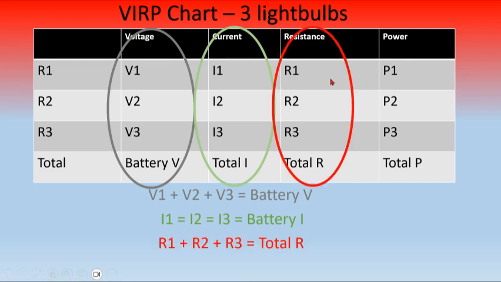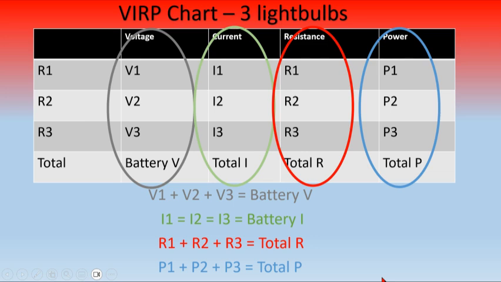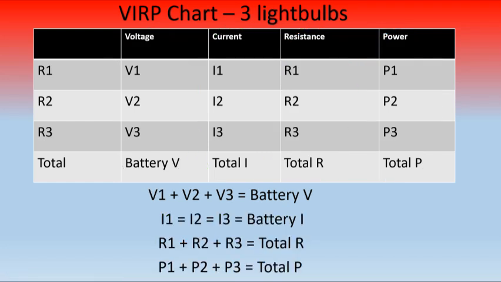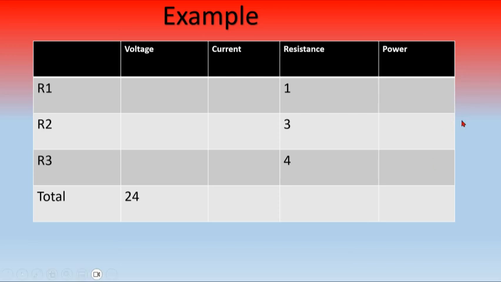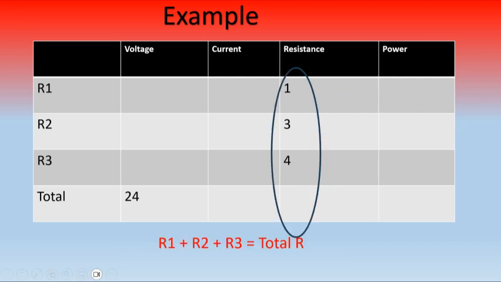Resistance works like voltage, where you add up the resistances of the individual resistors and that gives you the total resistance. Power, you also add up the power of the individual parts of the circuit, and that gives you the total power. With that in mind, let's look at this example. You've got 3 light bulbs and a 24-volt battery. You put the resistances of the 3 light bulbs in the resistance column, and remember that you can find the total by adding those 3 together.